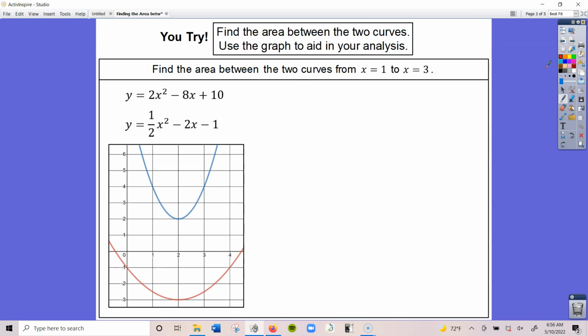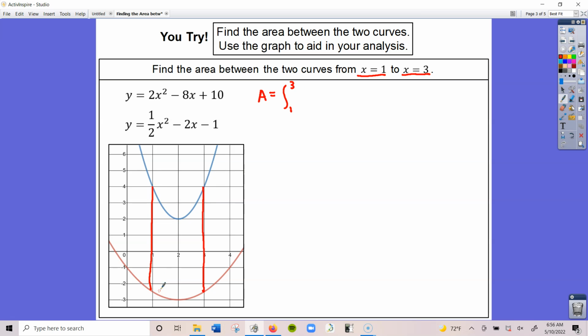Now let's try that again here. We have these two curves. We want to find the area between them from x is equal to 1 to x is equal to 3. What this means is that we are going to get this area here. So the top minus the bottom from 1 to 3. So we're going to set up our integral from 1 to 3.